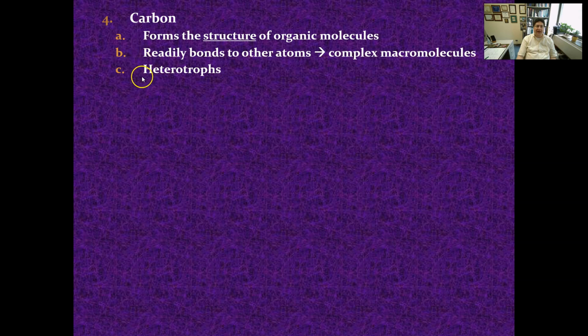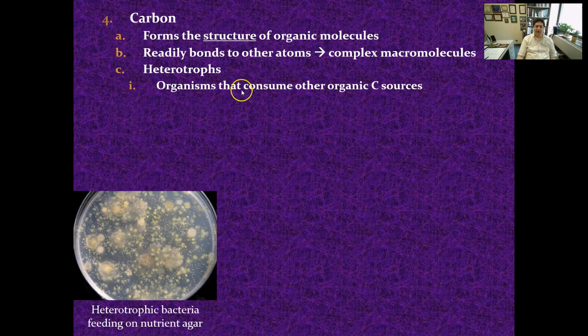Now remember, heterotrophs are organisms that have to eat other things. So these are organisms that consume other organic carbon sources. So these heterotrophic bacteria here are feeding on the nutrients in the agar on this plate. All right? Heterotrophs, from an ecological perspective, are also called consumers.